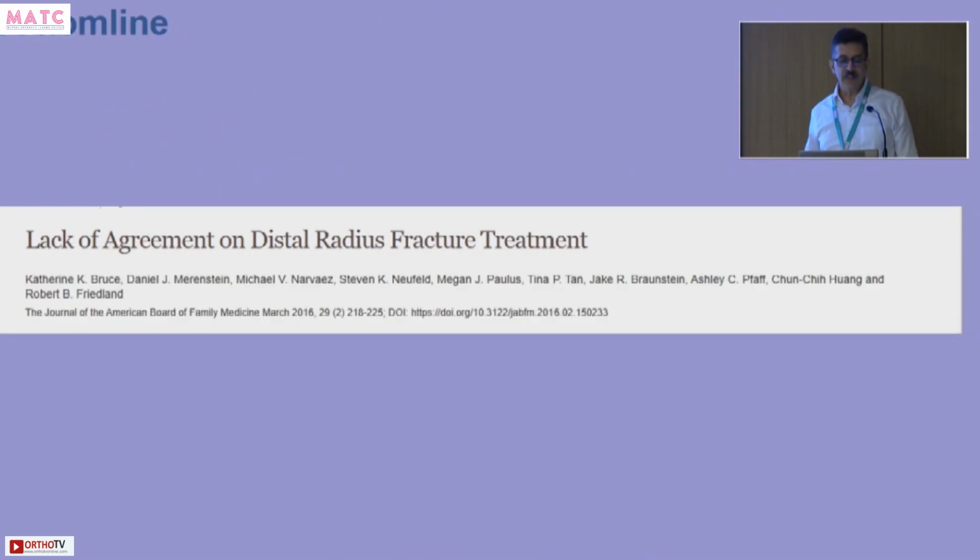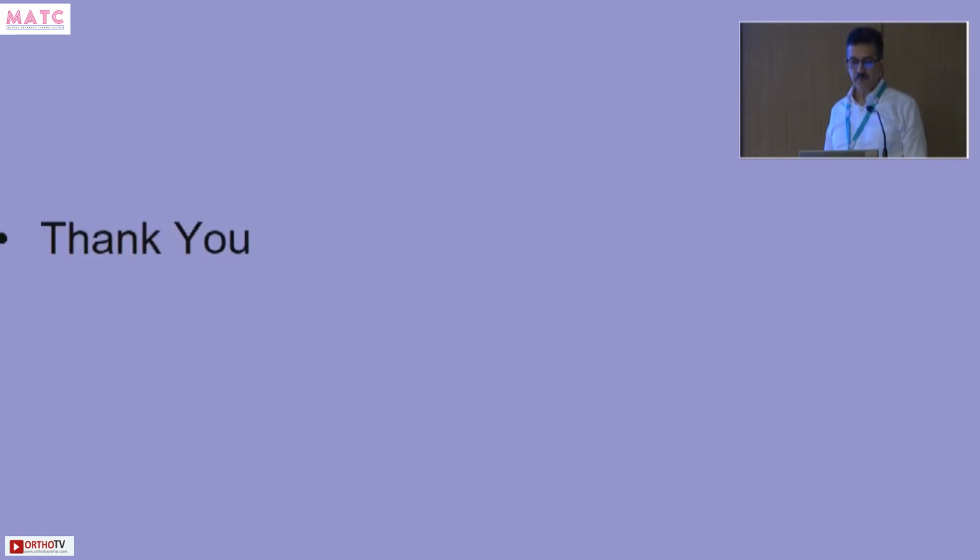So the bottom line is that there is no agreement on distal radius fractures. Whichever treatment you choose, you have to get good at it and achieve good reduction and function.